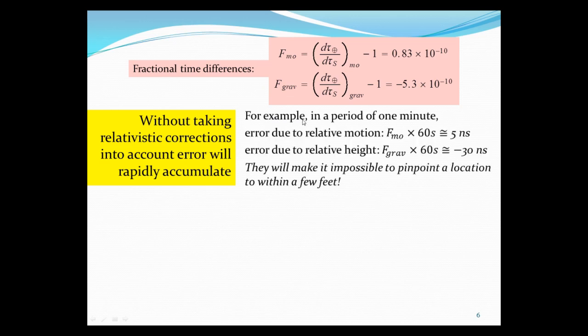I'll give an example. For a period of just 1 minute, the error due to relative motion, this number times 60 seconds, gives you 5 nanoseconds. And the error due to relative height, this 60 seconds multiplied by this fractional change, gives minus 30 nanoseconds. So in a minute, you accumulate 25 nanoseconds. So remember, a nanosecond change corresponds to a distance of a foot. So this will make it impossible to locate within a few feet.